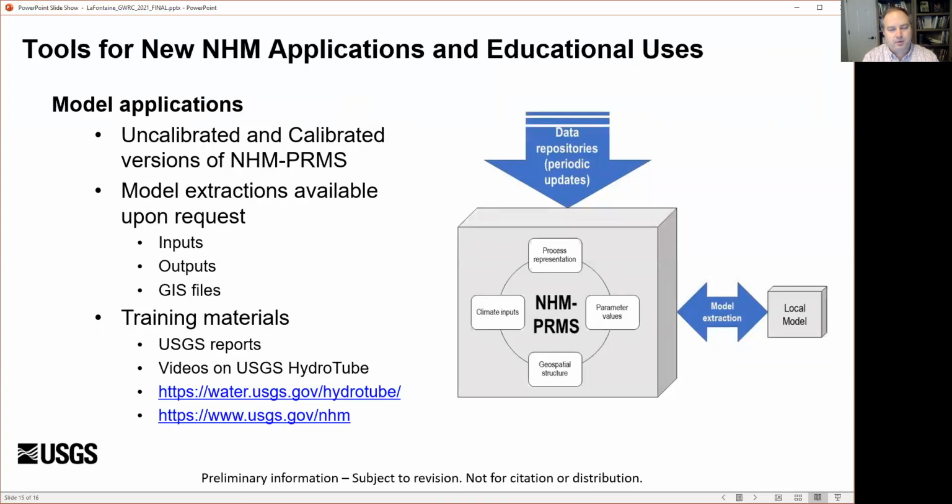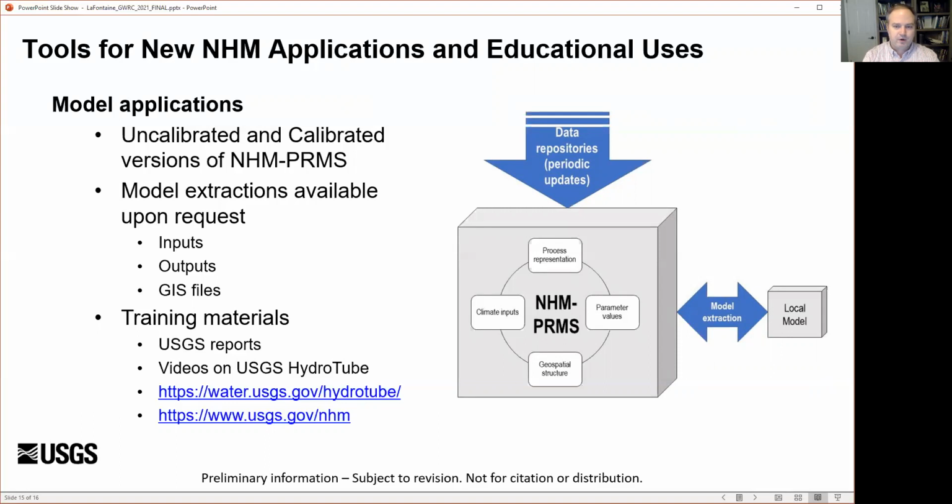So the tools that we're using within USGS, and also I think that could be leveraged for applications outside of USGS, or say for training educational uses. So we have different versions of the National Hydrologic Model, primarily with the Precipitation-Runoff Modeling System. So there's pre-calibration versions or versions that have been calibrated with various climate forcings. The DAYMET and the Maurer based runs are currently available, and then we're also calibrating to GridMET. Model extractions are available upon request.